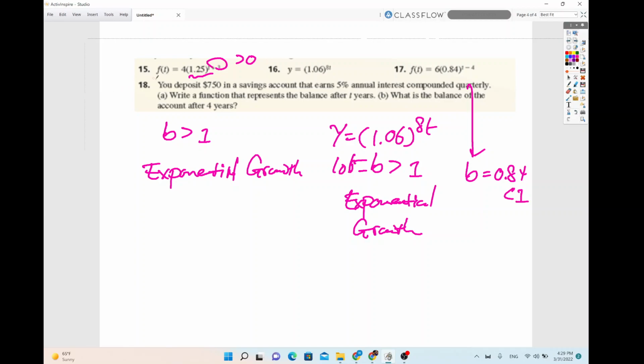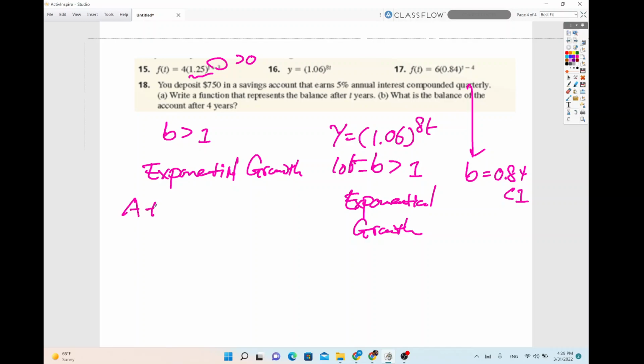Okay, so now the word problem. You deposit $750 in a savings account that earns 5% annual interest, compounded quarterly. Write a function that represents the balance after t years. And what is the balance of the amount after 4 years? This one is basically just a compound interest problem.